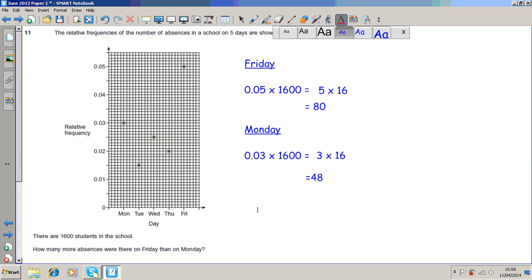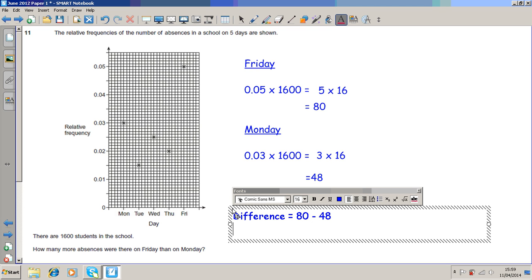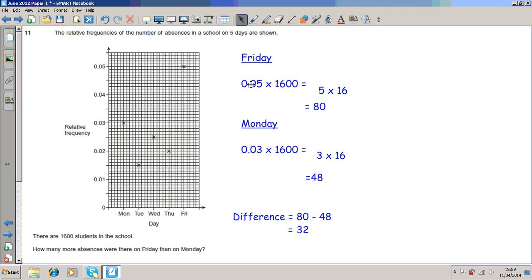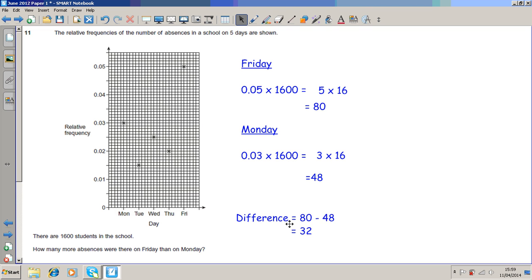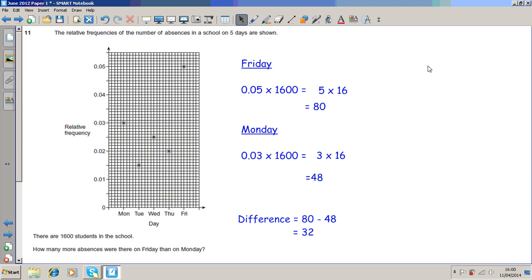So the difference equals 80 minus 48, which equals 32. And as I was doing that, I could think of different ways of doing it as well. You could have said that the difference between the two is 0.02 and times that by 1600 will give you 32 and you go straight to the answer. So, yeah, different ways of doing it. That's the way I went about it.